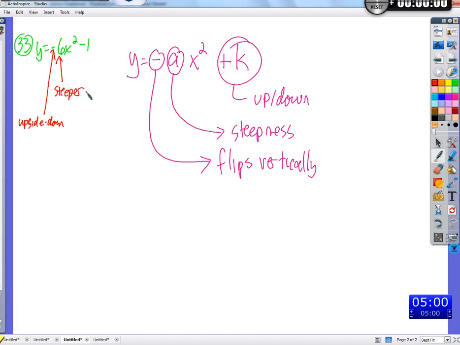Okay. Then we take all that, put it all together, we flipped it over, we made it 6 times steeper, okay, and then we subtract 1. What's that going to do? Move it down 1. Gonna move it down 1.